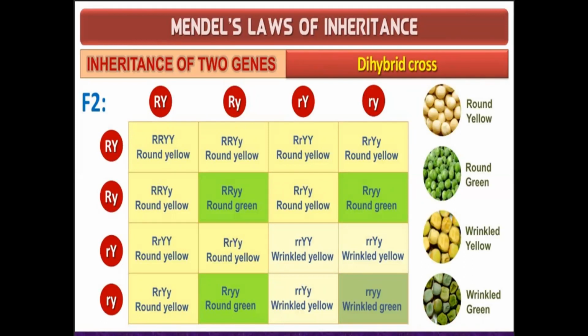See here, self crossing. The first one will be capital R, capital R, capital Y, capital Y. So it will be round yellow. The second one, if you go this side, will be capital R, capital R, capital Y, small y. Then the third one will be capital R, small r, capital Y, capital Y.